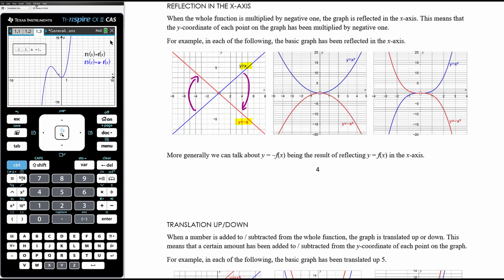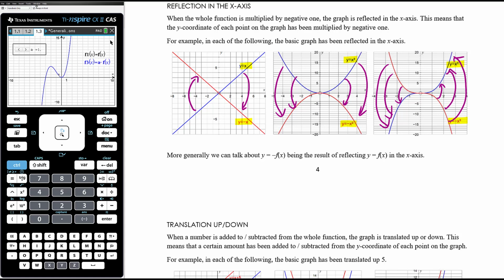Okay. Here, when we've got the graph of y equals x squared, and we multiply x squared by -1 to get y equals -x squared, same thing happens. The whole graph is reflected in the x-axis. Okay. When we have the graph of y equals x cubed and we multiply it by -1, so we get y equals -x cubed, the same thing is happening. The whole graph is reflected in the x-axis. Okay. And so we get the blue shape instead of the red shape.